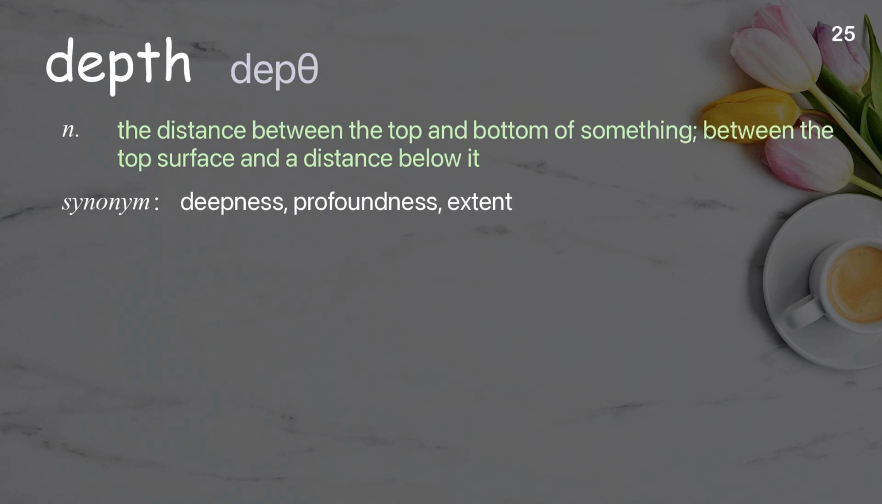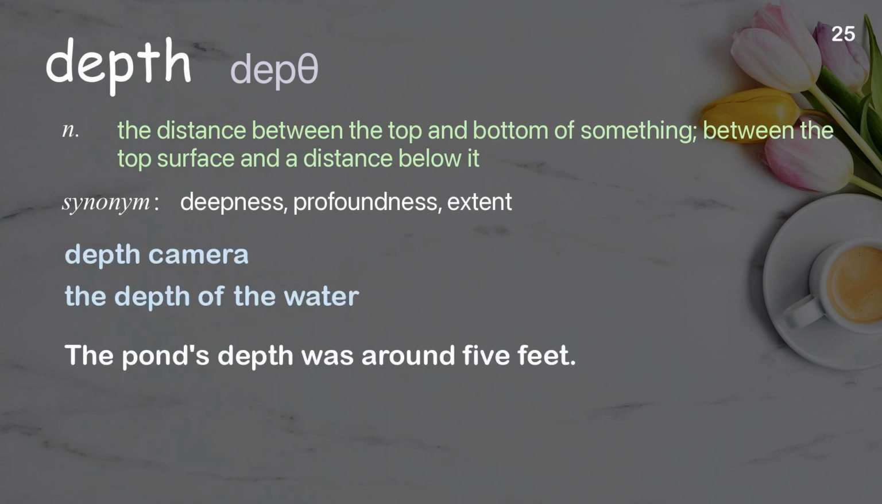Depth. The distance between the top and bottom of something, between the top surface and a distance below it. Examples: depth camera, the depth of the water. The pond's depth was around 5 feet.